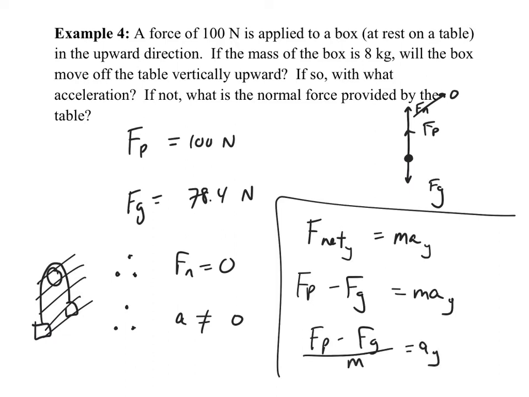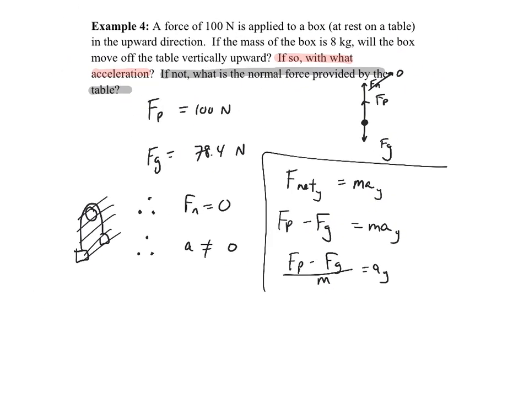And our goal is to find the acceleration, right? It says, if it does lift off the table, with what acceleration? We don't have to worry about the second part. If not, what is the normal force? Because it does move off the table, so normal force is 0 for sure. So we're answering what's highlighted in red. What does a become as an answer for this? What does a become? Jack, go ahead. 2.7. Good. Thank you, Jack. 2.7 meters per second squared.